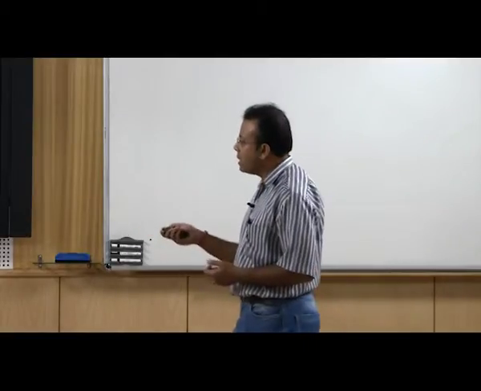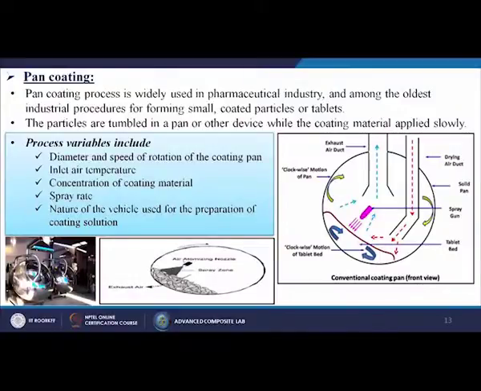So, the process is the same here also. The pan coating process is widely used in the pharmaceutical industry and is among the oldest industrial procedures for forming small coated particles or tablets. The particles are tumbled in a pan or other device while the coating material is applied slowly.